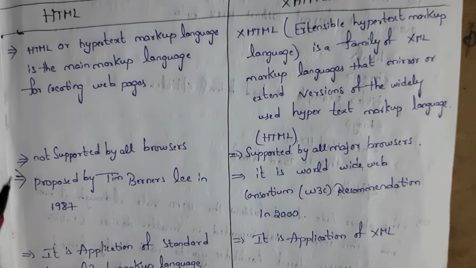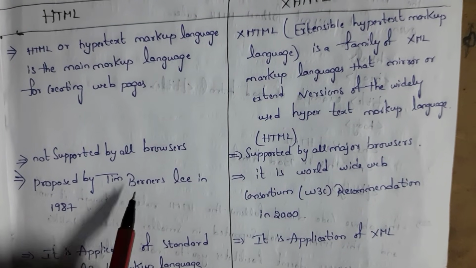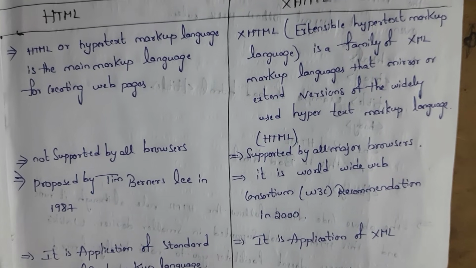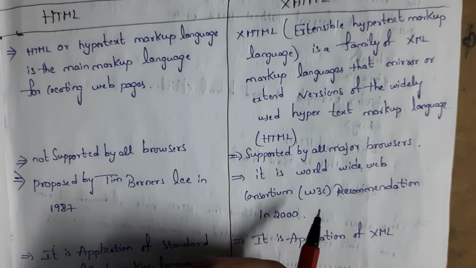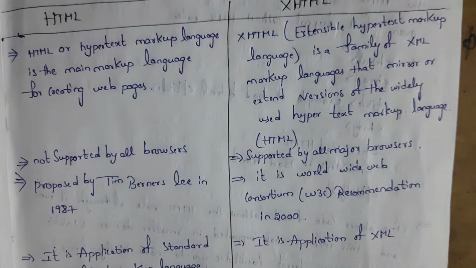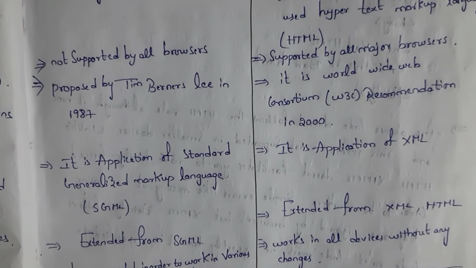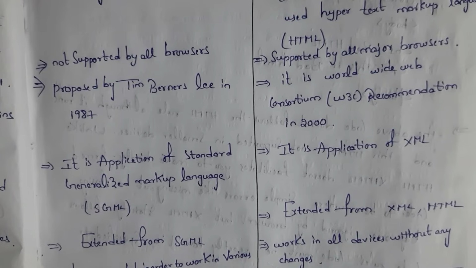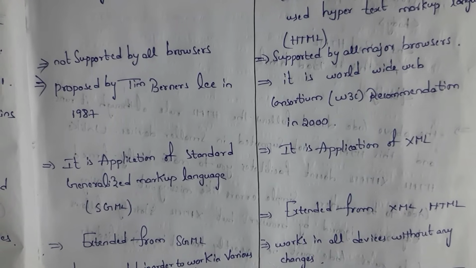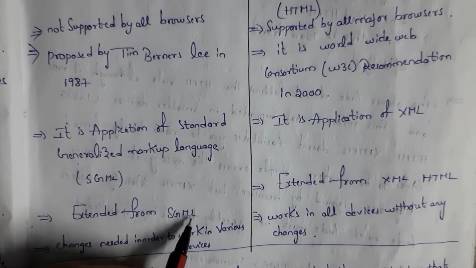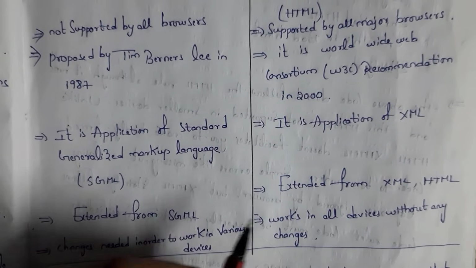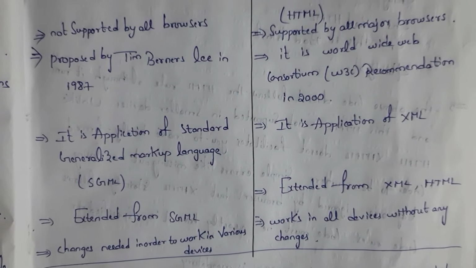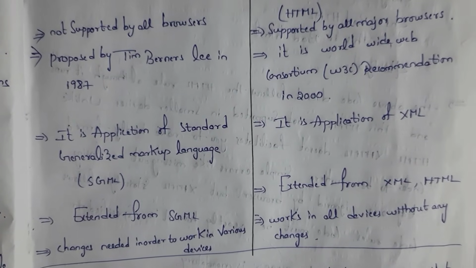It was supported by all browsers. And HTML was proposed by Tim Berners-Lee in the year 1987, whereas XHTML was proposed by W3C, that is World Wide Web Consortium, in the year 2000. HTML is an application of Standard Generalized Markup Language, shortly known as SGML, whereas XHTML is an application of XML. HTML is extended from SGML, whereas XHTML is extended from XML and HTML. XHTML is a combination of both XML and HTML.